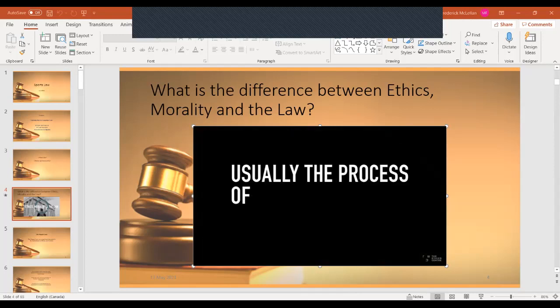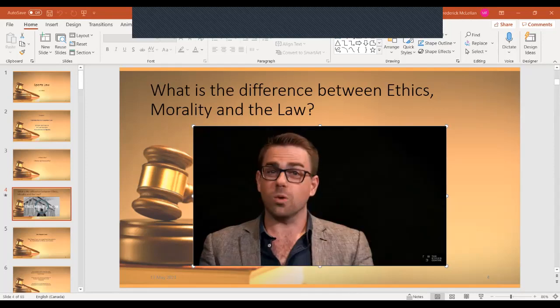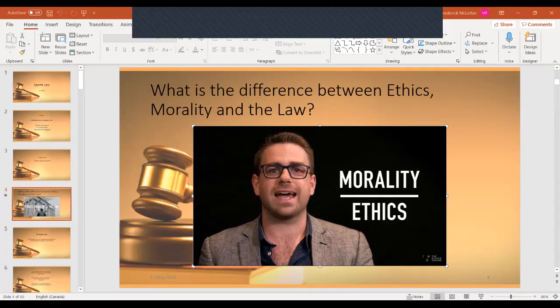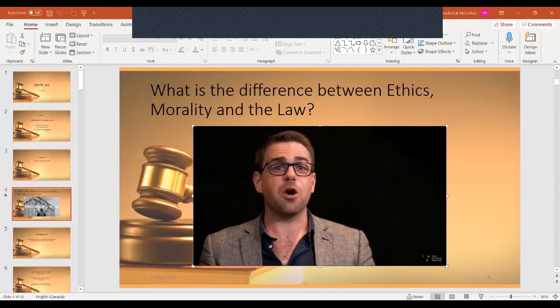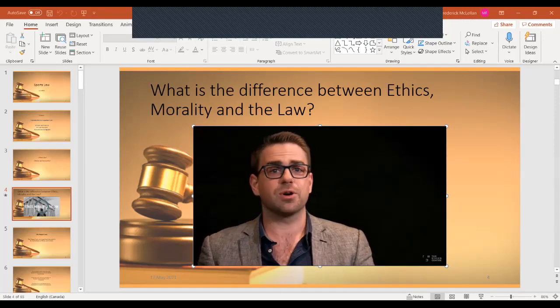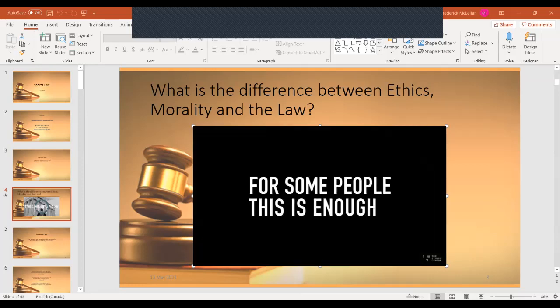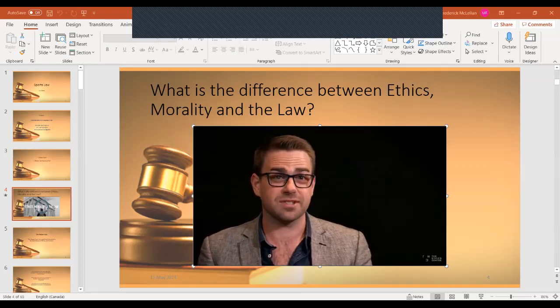Usually, the process of moral formation is unconscious. What sets morality apart from ethics is that you can apply a morality as a matter of habit without having to think. You can simply obey or follow instructions from those who claim moral authority within a particular tradition. And for some people, this is enough. Maybe a world of habitually virtuous individuals is better than one where people are habitually vicious.